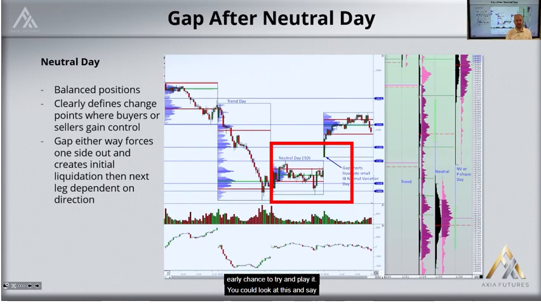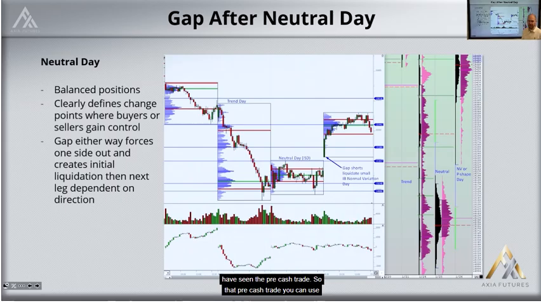You could look at this and say, right, I'm going to wait for that first initial pop, you get the initial jump, and then execute on that. That way, you give yourself the chance to define risk, and this is always tough. The advantage you have with a cash session gap is you will have seen the pre-cash trade. So that pre-cash trade you can use to define your stop. And that's the other way of doing this. You don't have to just buy straight from the open, or you can buy straight from the open, but you can define your stop using the pre-cash, the overnight session trade.